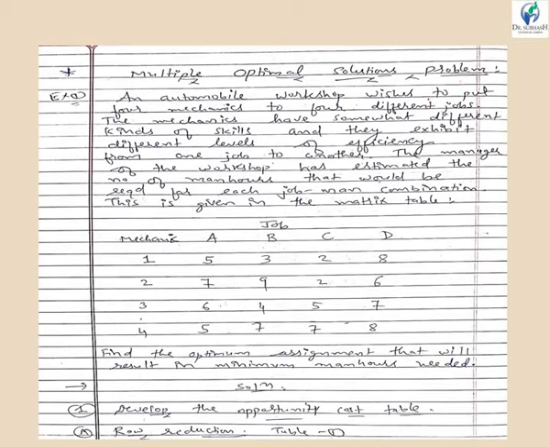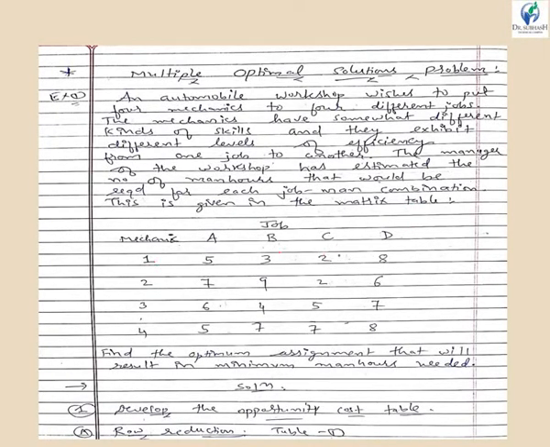So an automobile workshop wishes to put 4 mechanics to 4 different jobs. The mechanics have somewhat different kinds of skills, and they exhibit different levels of efficiency from one job to another. The manager of the workshop has estimated the number of man hours that would be required for each job-man combination, and this is given in the matrix table below.